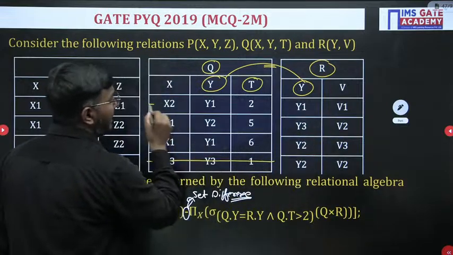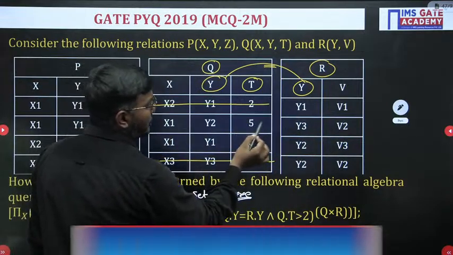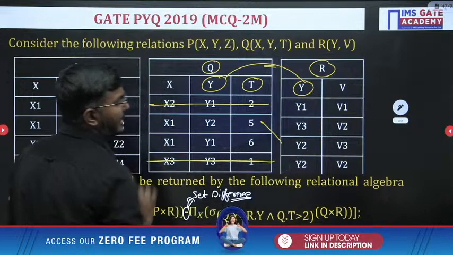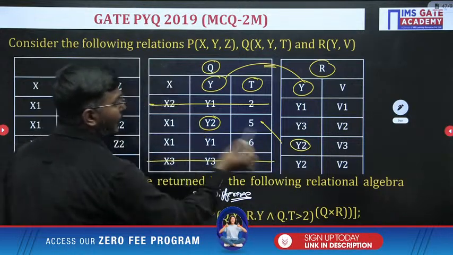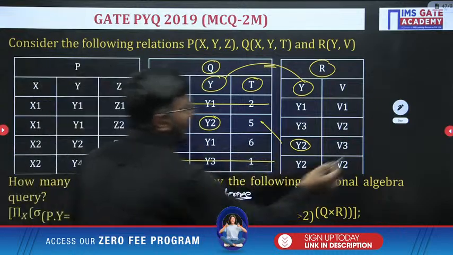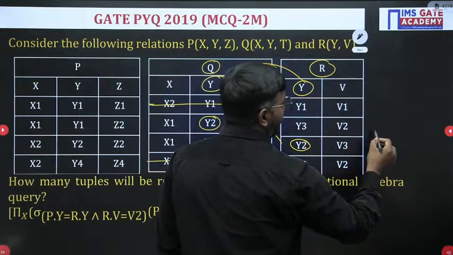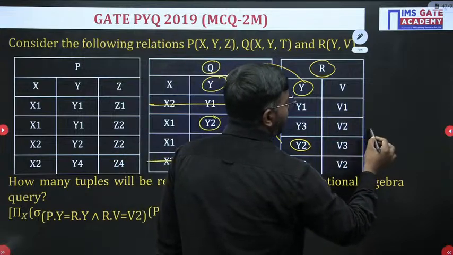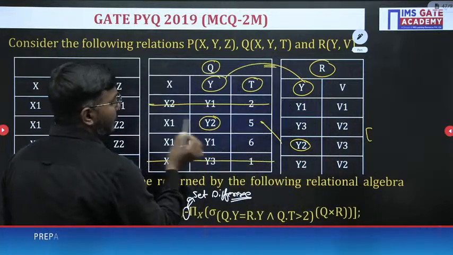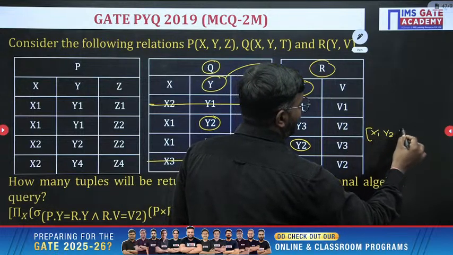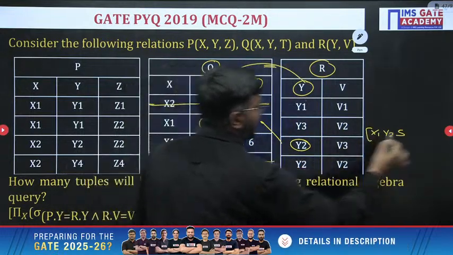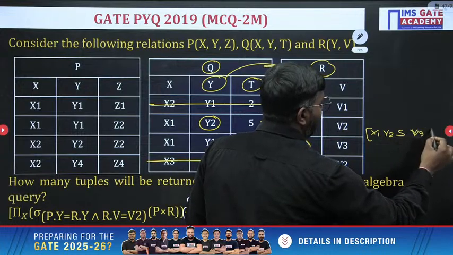Again, similarly, is it possible to join this record with this? Yes. Why? Because here the y value is the same. Here is y2 and y2. Now if I join this, in the cross product one of the records selected will be x1, y2, 5 and then v3. So one record is this only.